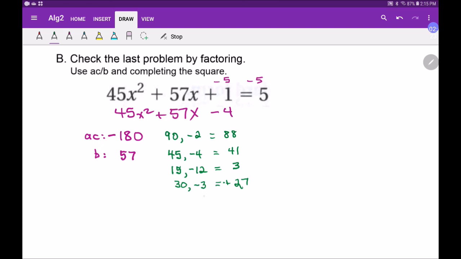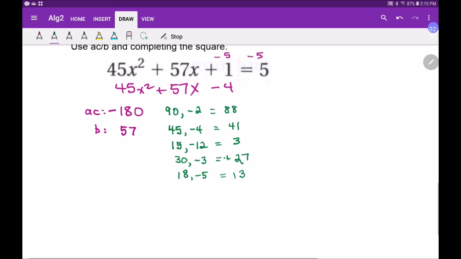Let's see. What else can we say? Well, how about 5? 5 is a factor of 90 because it ends in 0. What goes with 5? Well, 18, huh? 18 and 5. And that's 13. Well, that seems unlikely, doesn't it? Seems like I'm not going to get anything to go.